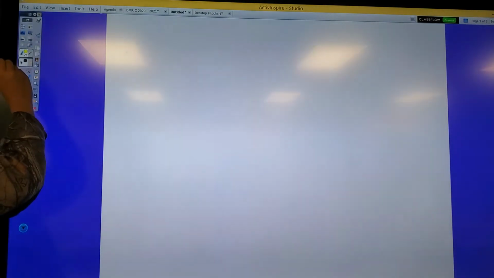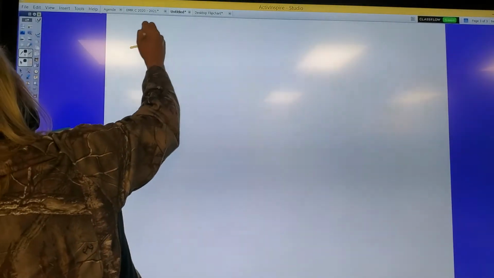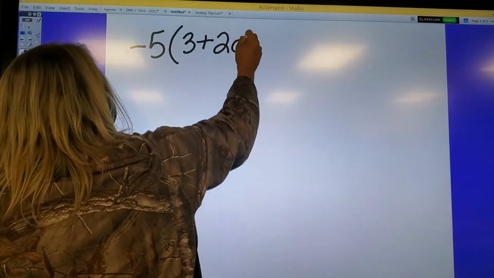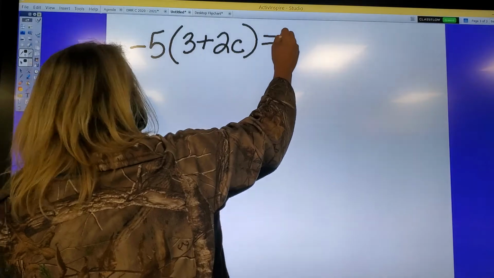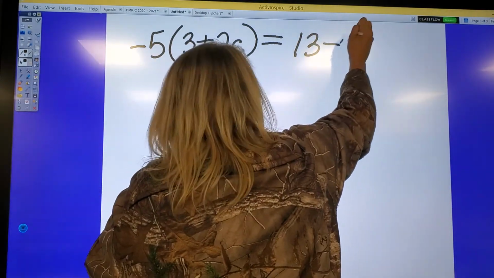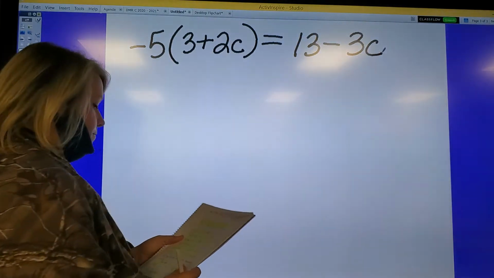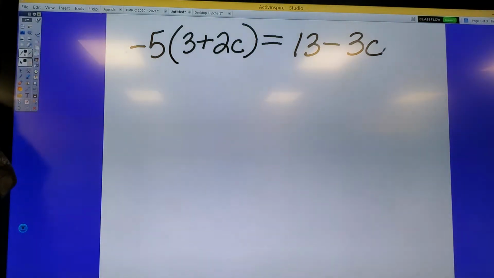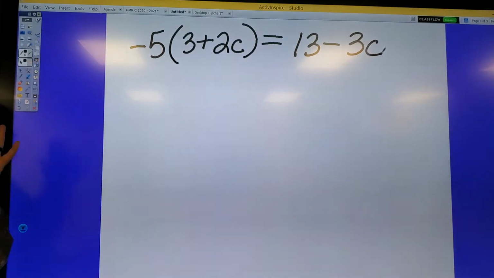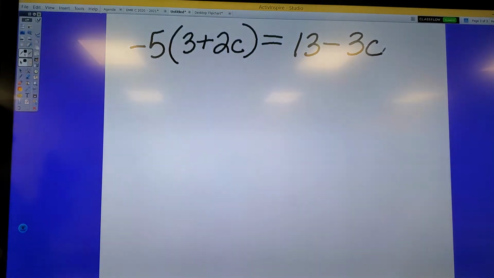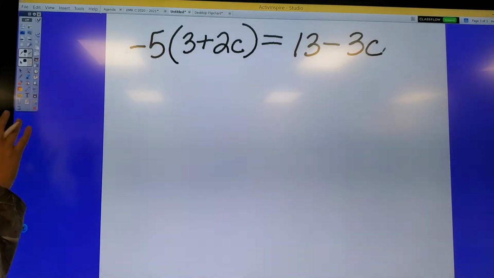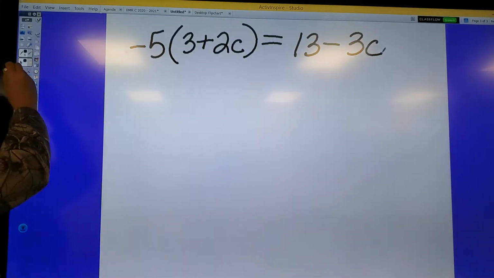All right, let's do another one. Let's say you have -5 parentheses 3 plus 2c equals 13 minus 3c. Now before I distribute, there's nothing I can do before I distribute, okay? That has to be the very first thing that you do before we ever start looking on each side or moving things around. So let's distribute this -5.